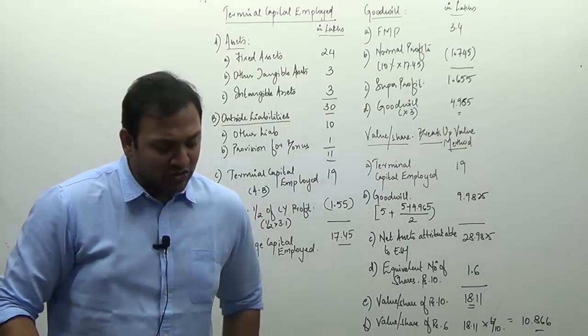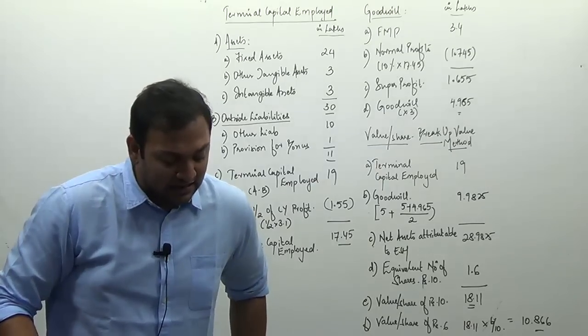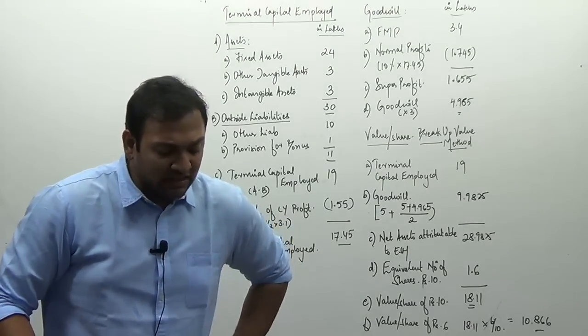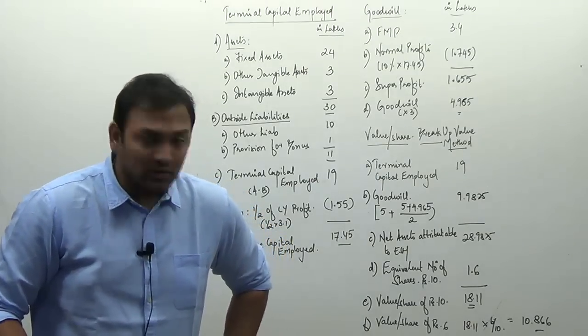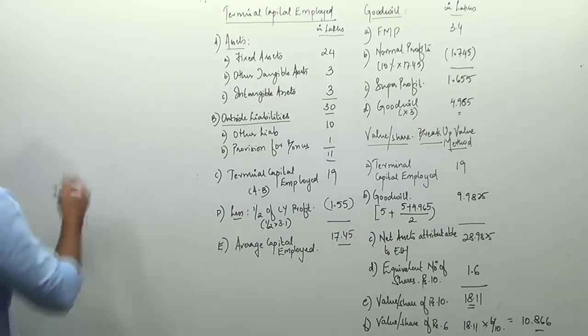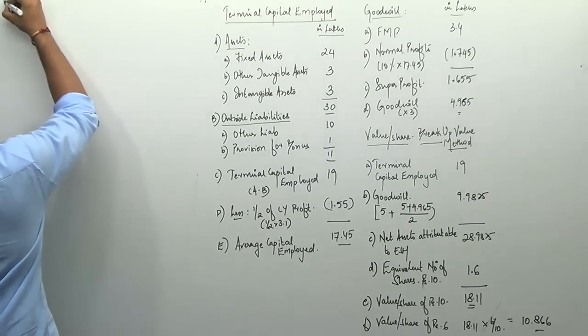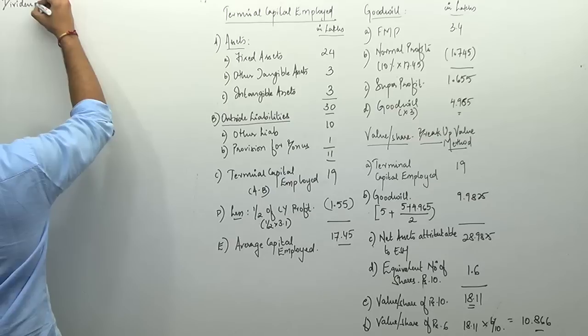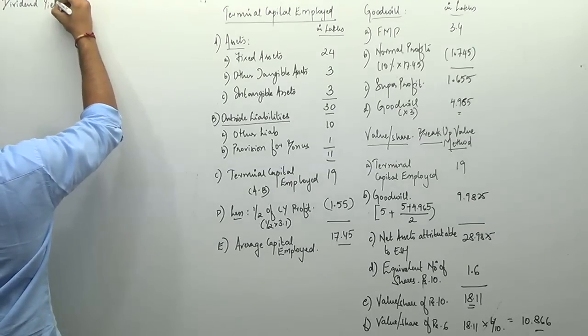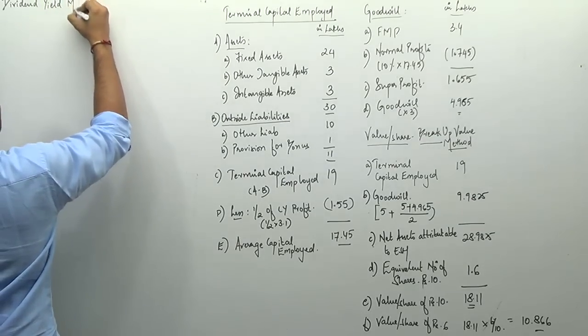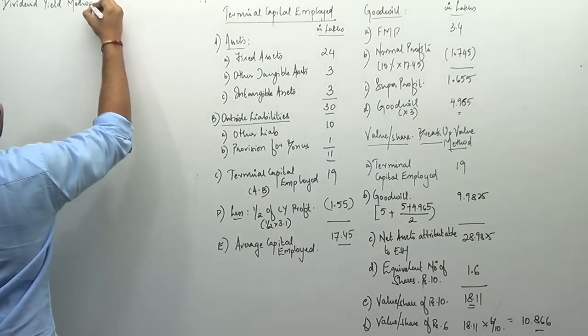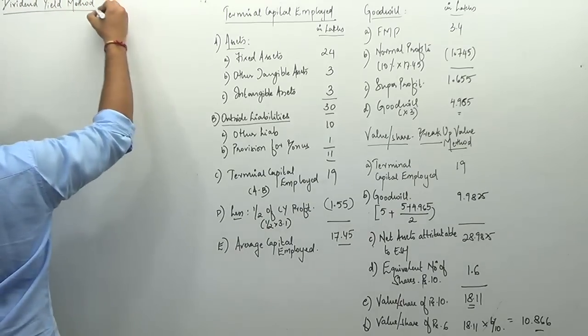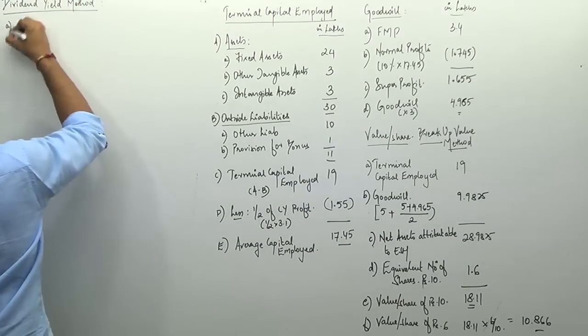Guys, dividends are in ratios. Dividends are in an increasing trend. Check 11, 12, 13, 14. Increasing trend. So you can take simple or weighted average. So put down the dividend yield valuation method. Get average dividend.